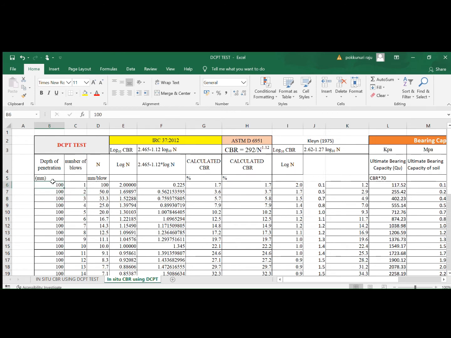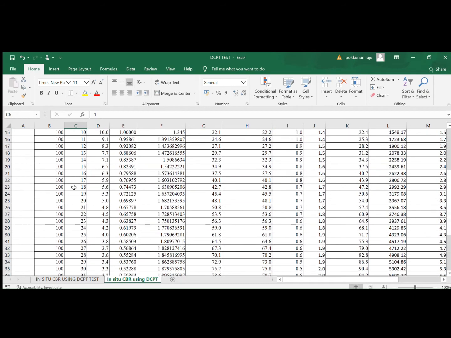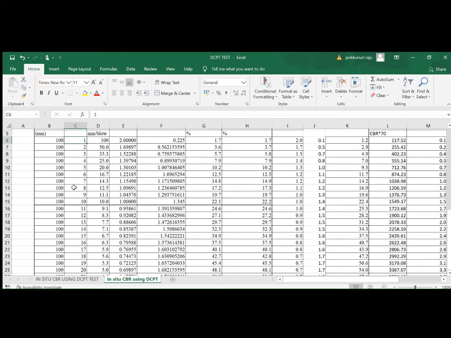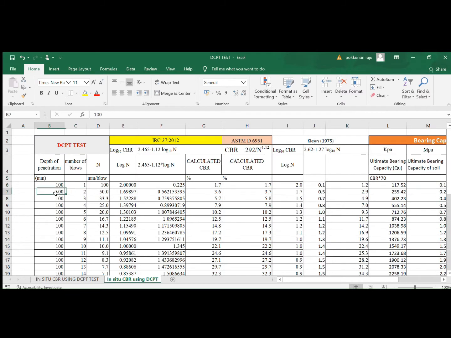So what we have done is we have fixed the depth, like for each 10 centimeters, what is the number of blows the needle will take to penetrate through 100 millimeters. Now we have started from a range of say one blow up to say 40 blows. With this we are trying to calculate, for each number of blows, what is the N value for the needle to penetrate through 100 millimeters.